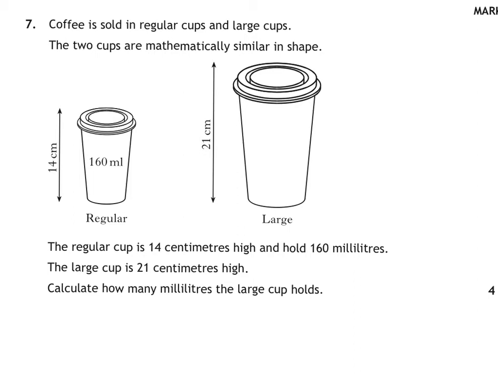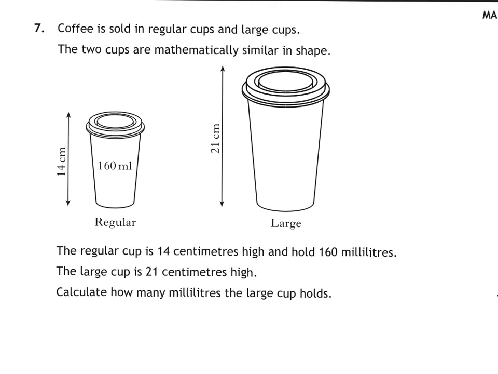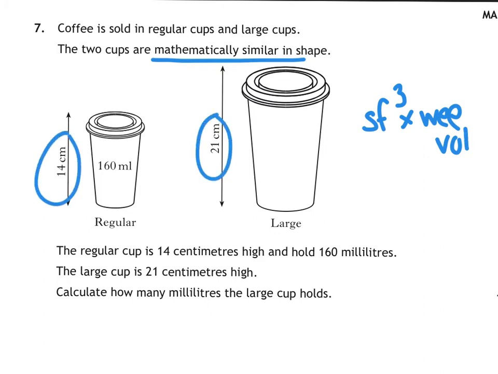Question 7, just looking at it straight away, it is similarity. It mentions mathematically similar. That is your keyword. So we want to know the volume of the large cup. So your method is you get your scale factor. Because it's volume, you cube it and you times that by the volume of the small cup. Now our scale factor, because we're going big, is big over small or new over old. So it's 21 over 14 cubed times 160.